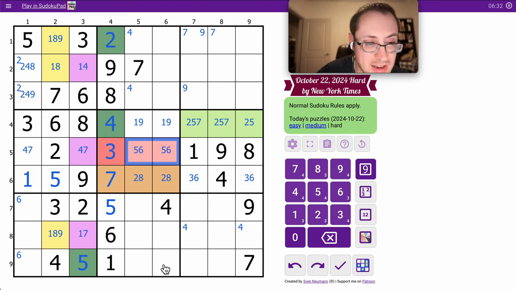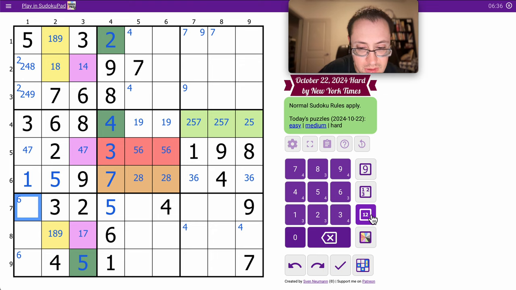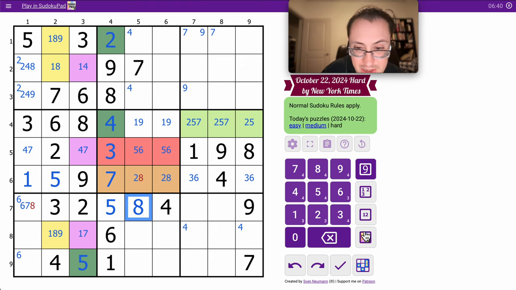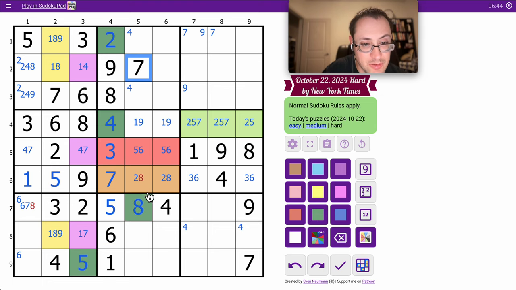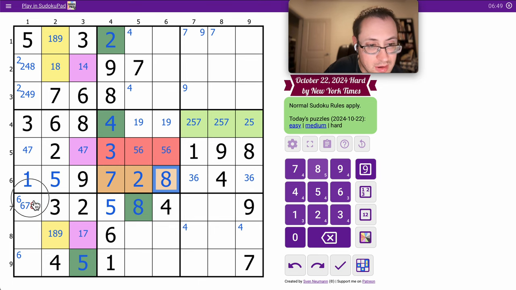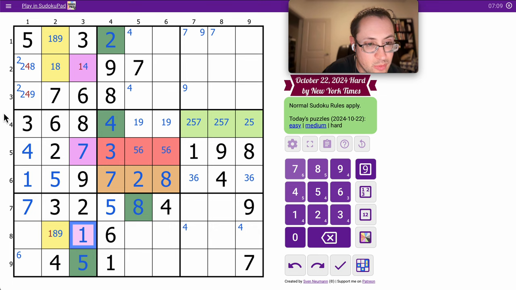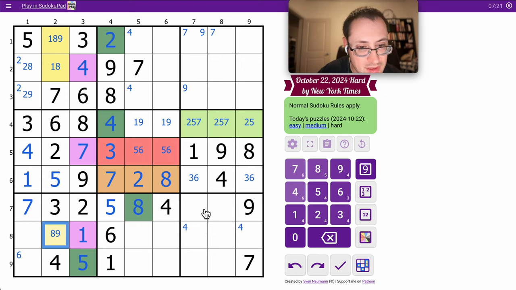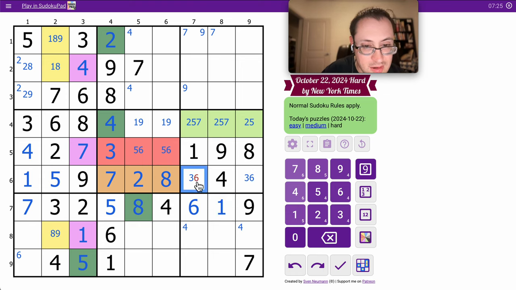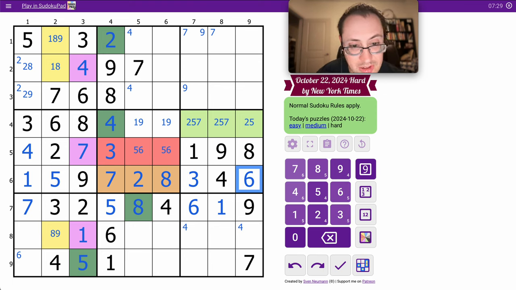Row 7 has 2, 3, 4, 5, 9. I need 1, 6, 7, 8. That's 3 of them. Well, this can only be an 8. It sees 1, 6 by region, 7 by column. So 2, 3, 4, 5, 8, 9. So this can only be 7 now. And row 7, column 1, and that gets rid of a lot more things. This is 1 and 6, that sees a 1. So I can take 3, 6 out of it too.